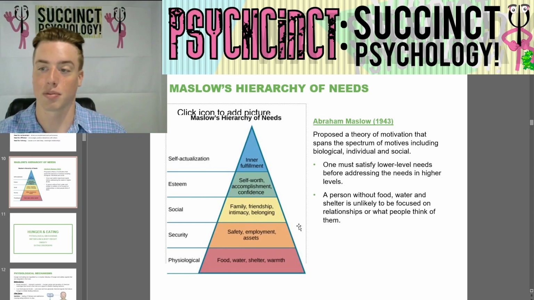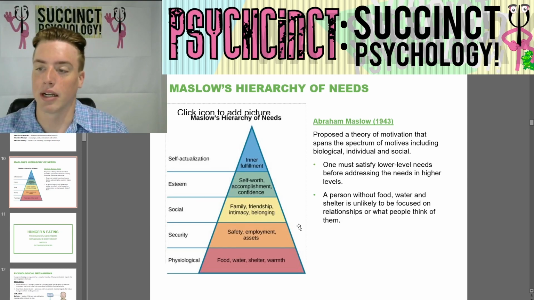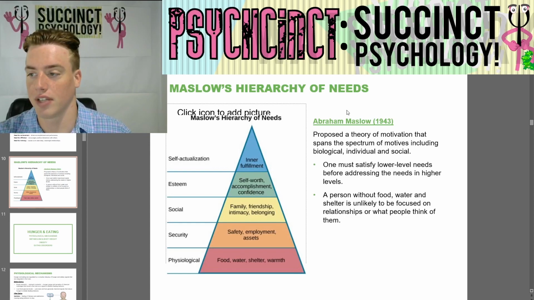So, if you guys remember this, we have seen this before, I believe in chapter 1, somewhere early on. But this is Maslow's hierarchy of needs. So, Abraham Maslow, in 1943, proposed a theory of motivation that spans the spectrum of motives, including biological, individual, and social. So one must satisfy lower level needs before addressing the needs in higher levels.